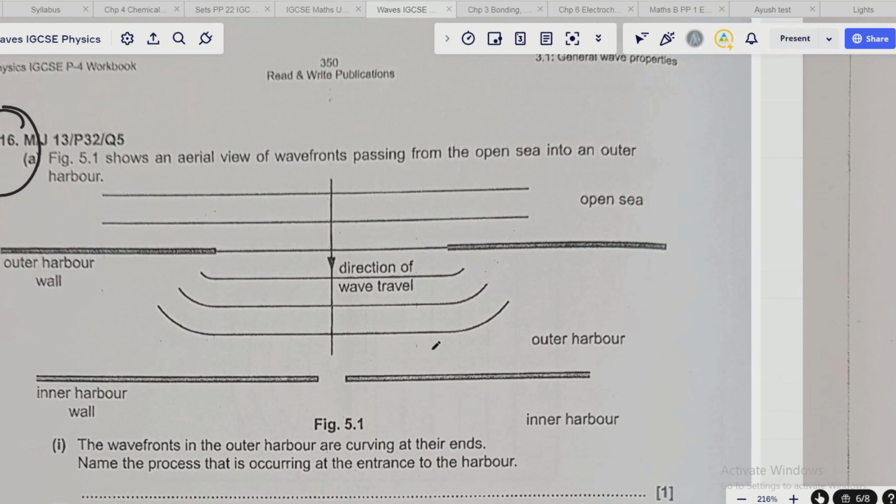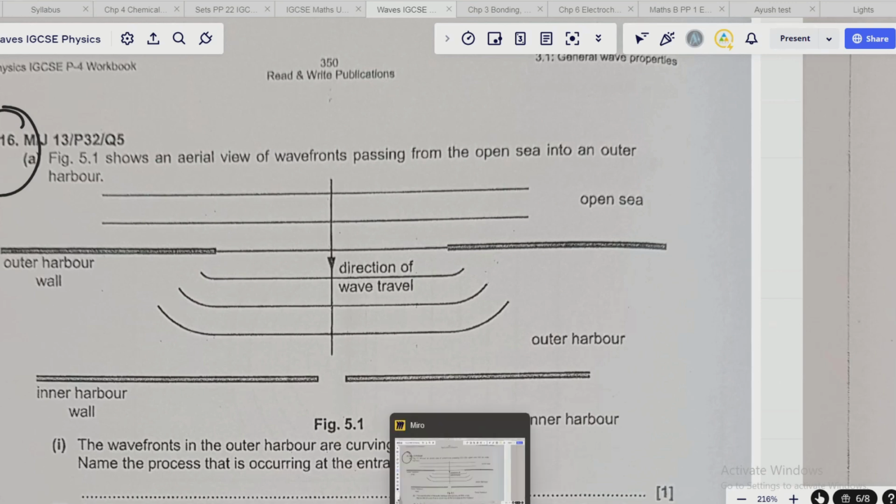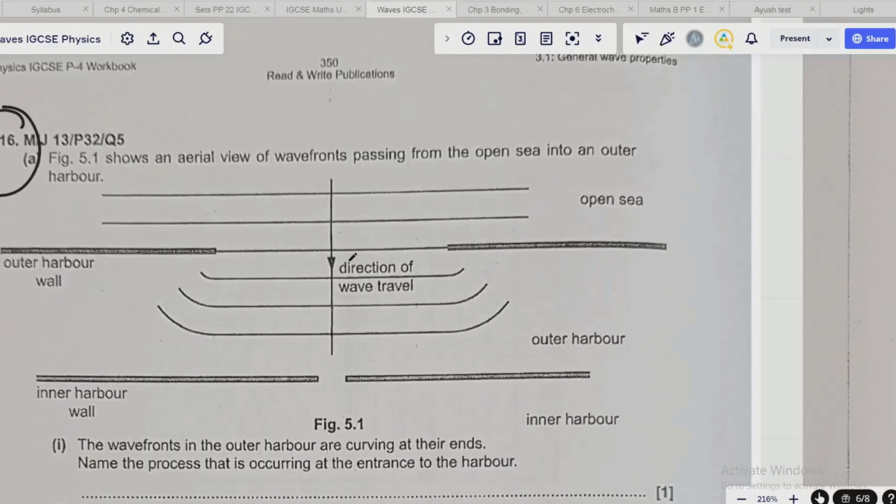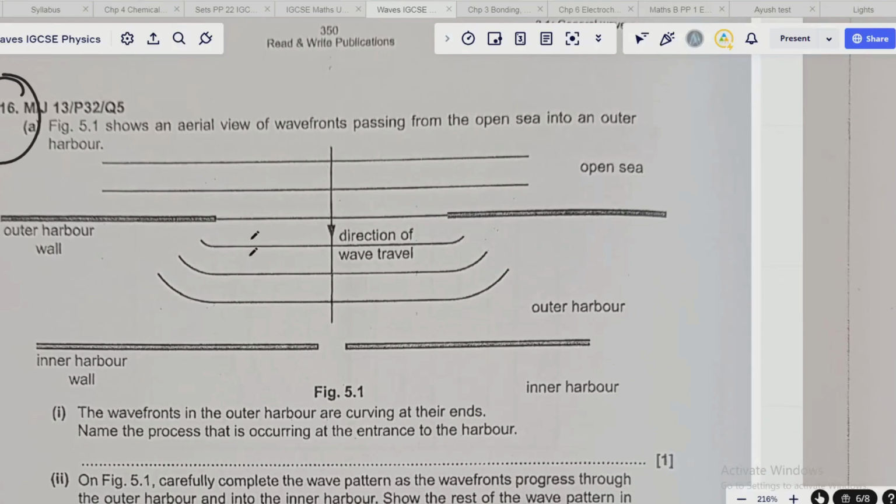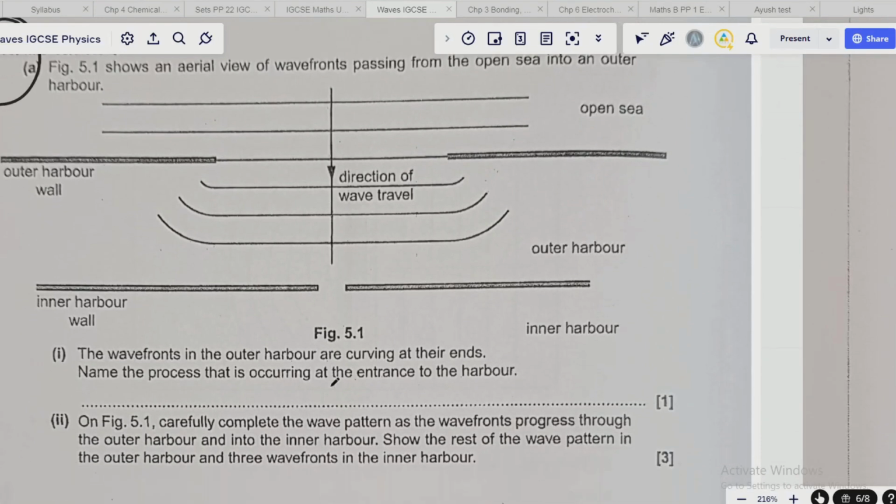Figure 5.1 shows an aerial view of wavefronts passing from the open sea into an outer harbor. So this is a gap. This is a wider gap, and we know that in narrow gaps we have more waves, more curves than the wider gaps, right? Yesterday only we discussed this. And then the outer harbor has these types of diffraction. What type of diffraction will we witness in the inner harbor?